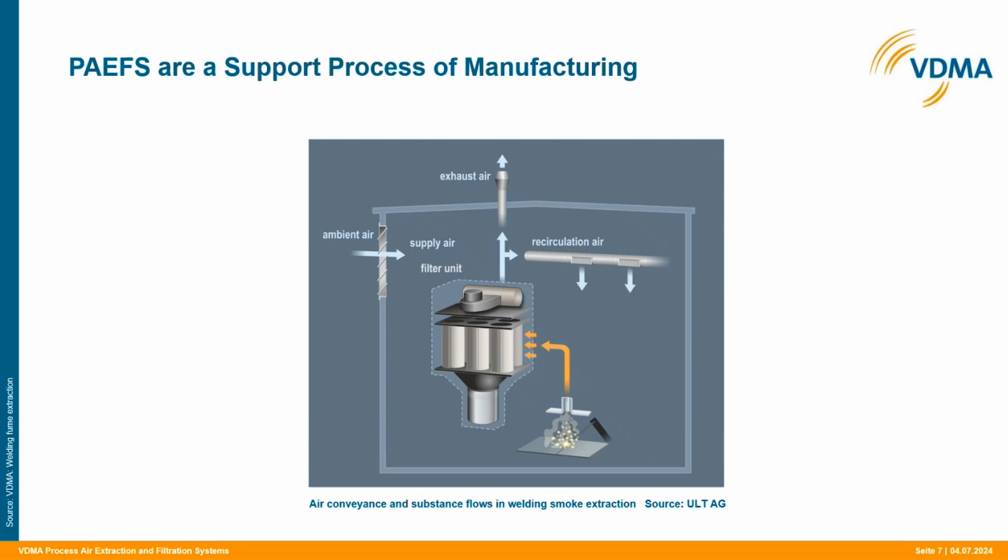On the next slide, I've got an example that we're also using in a VDMA publication about welding fumes. Here you see on the bottom right side the manufacturing process, in this case a welding process. In the middle, you've got the filter unit, the filtration device, and everything around it: for example, the exhaust air duct and the air intake, the filtration elements or separators inside, the blower, and the dustbin of the system. All those components are part of a process air extraction and filtration system.